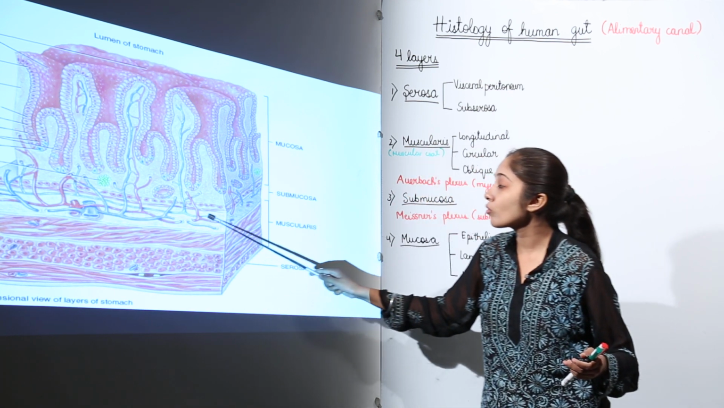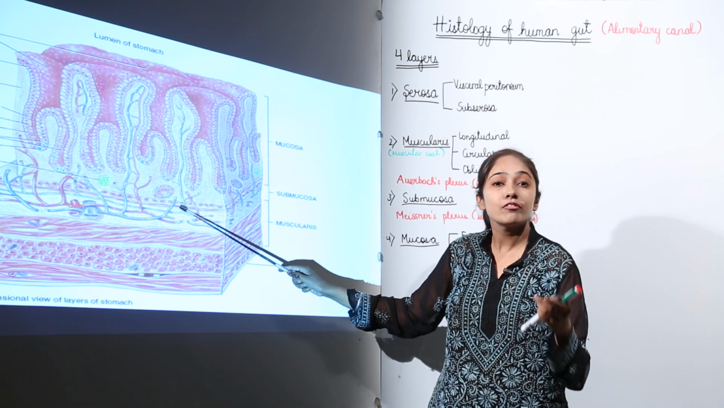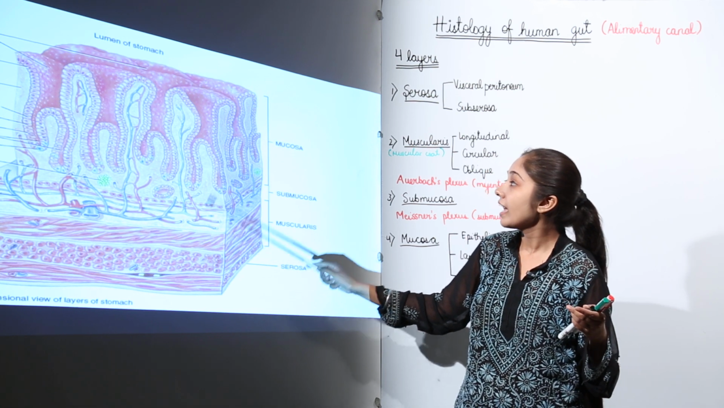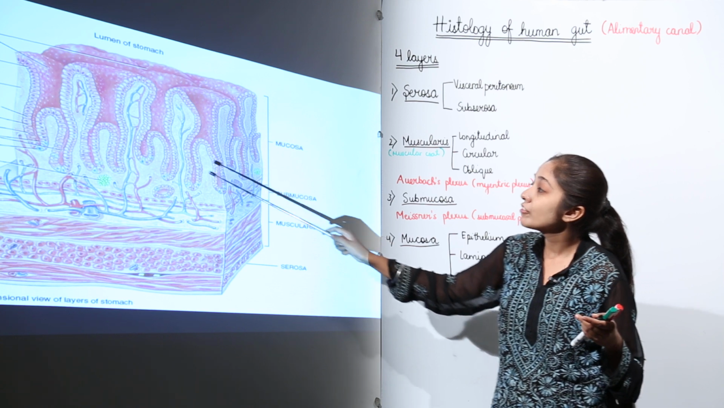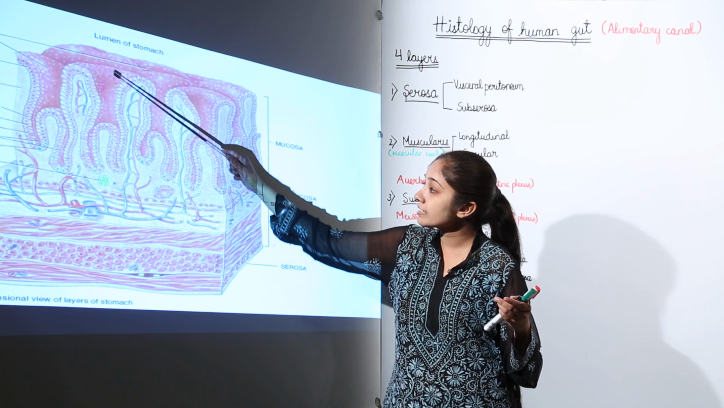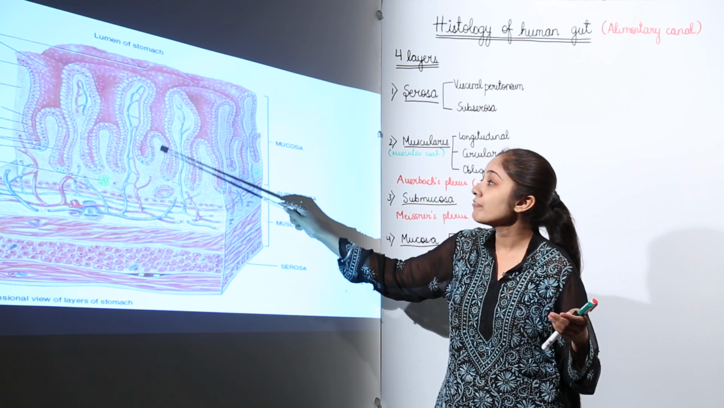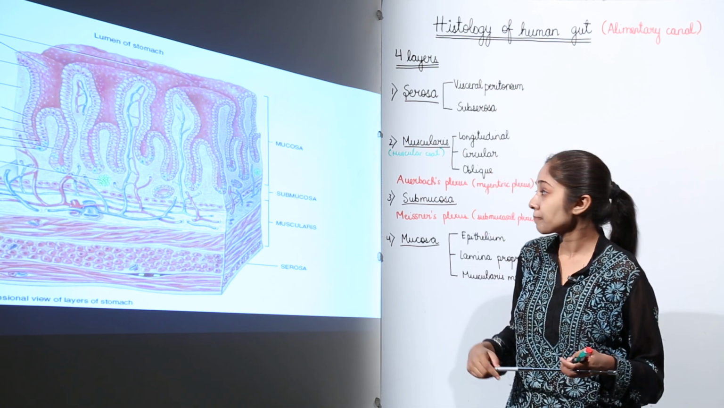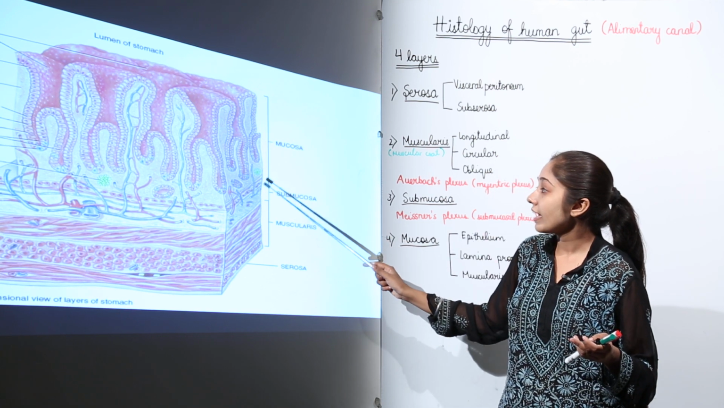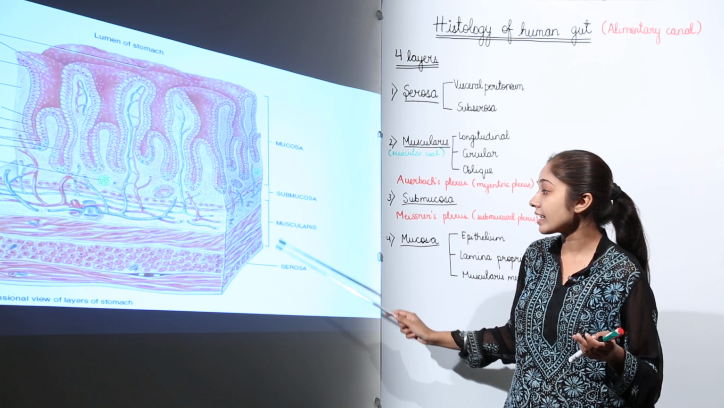This is the submucosa part which is having the blood vessels and the lymph vessels, and this is the mucosa which is having these folds. You can say these are those folds, right? They have many sort of secretory cells. So this is the mucosa, this is submucosa, muscularis and serosa.